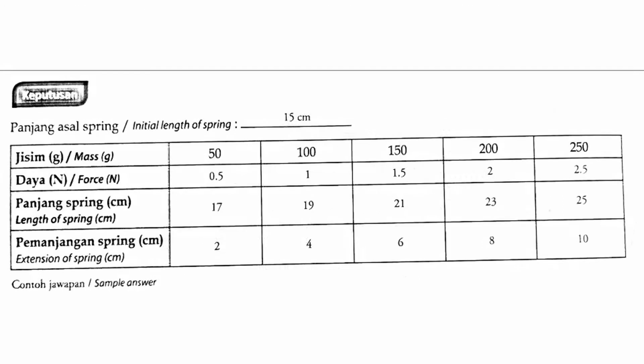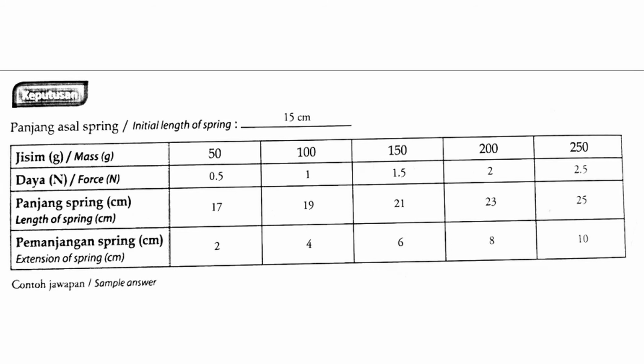Results: initial length of spring is 15 centimeters. The mass is 50 grams and the force is 0.5 N. The length of spring is 17 centimeters and the extension of spring is 2 centimeters. Initial length of spring is 15 centimeters. The mass is 100 grams and the force is 1 N. The length of spring is 19 centimeters and the extension of spring is 4 centimeters.